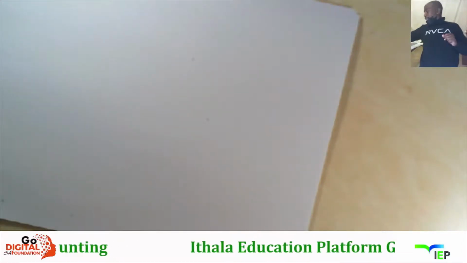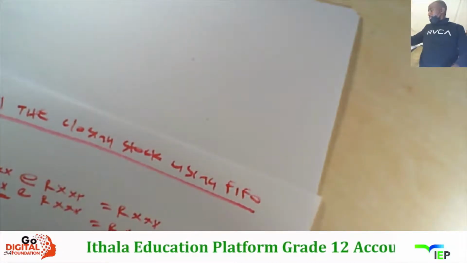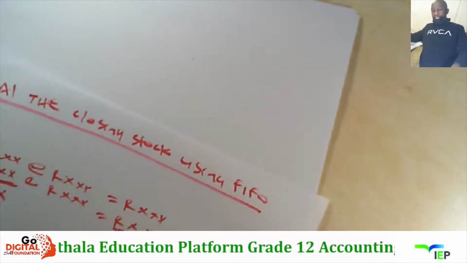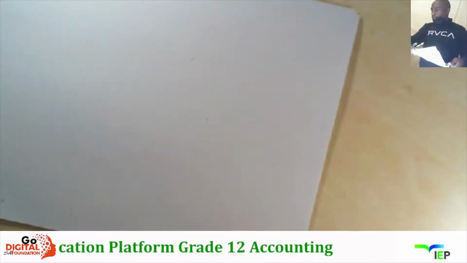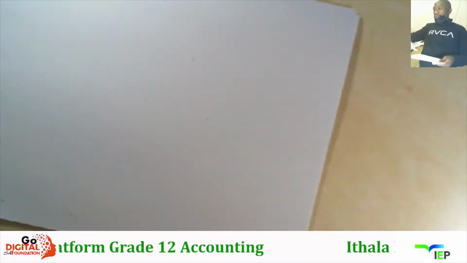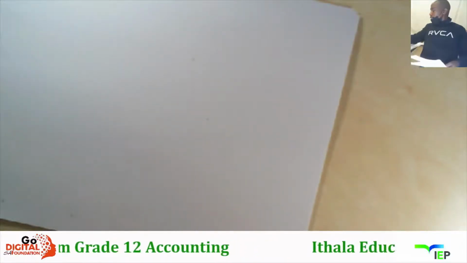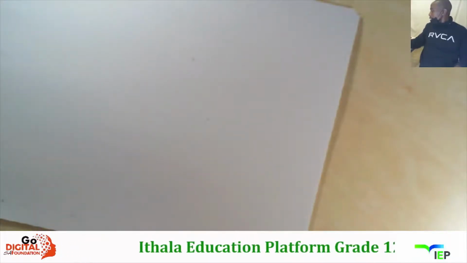If I can take you back to the beginning, these are the 4 important questions for the FIFO. Very important. This is 1, this is 2, where is 3? Okay, this is 3.